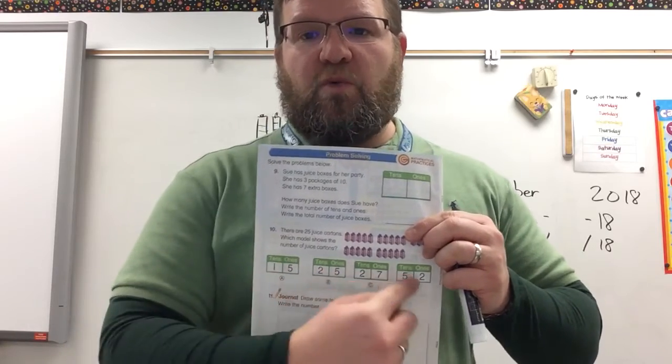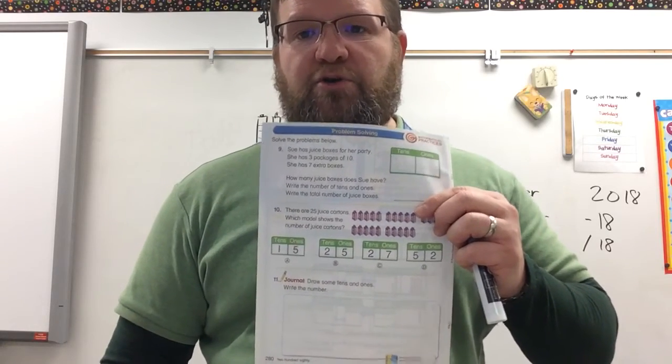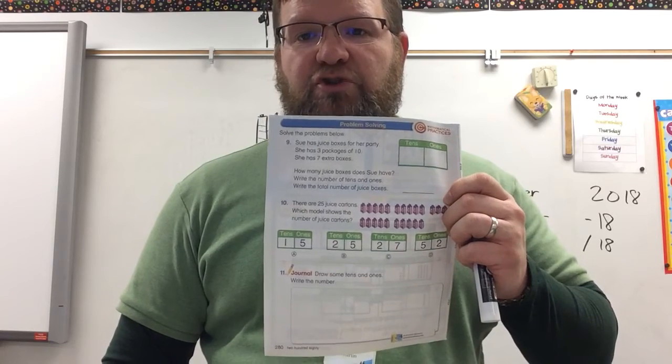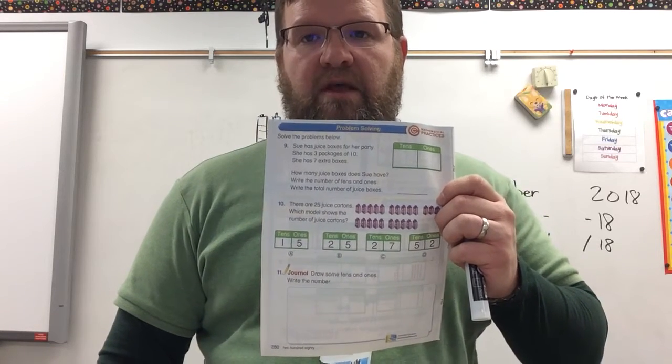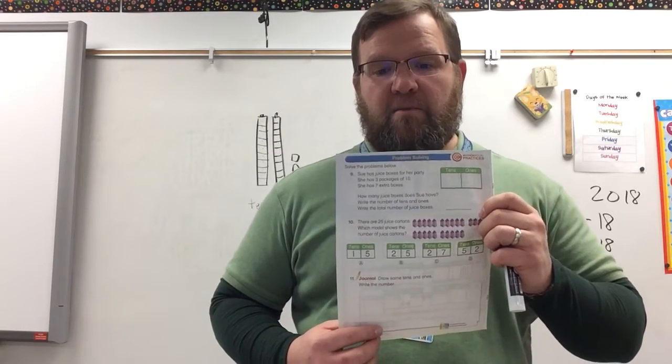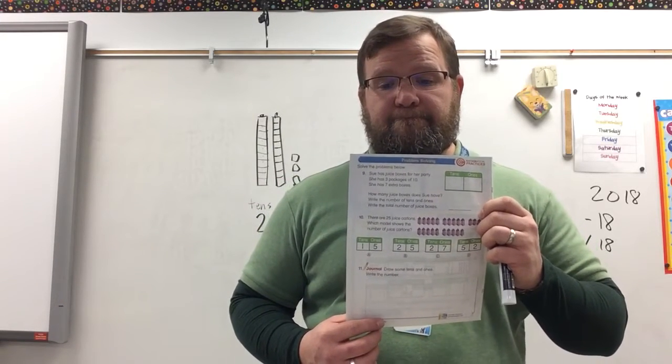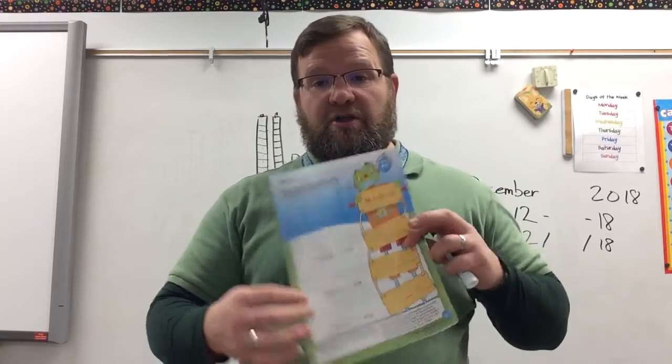Okay, now let's look at number 10. Number 10 says there are 25 juice cartons, and which model down here shows 25? Which one shows 25 juice cartons? Fill in the circle underneath the model that shows 25. Pause the video, do that now. Very good. All right. Whenever you finish with that one, reach for the next one, and let's take a look-see here.